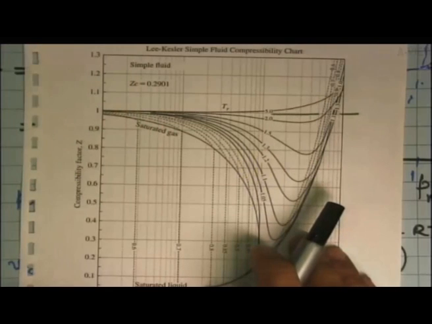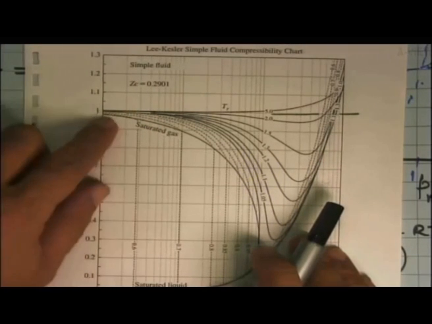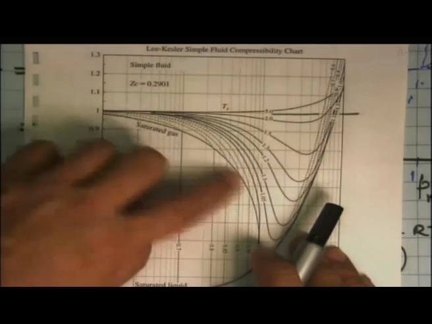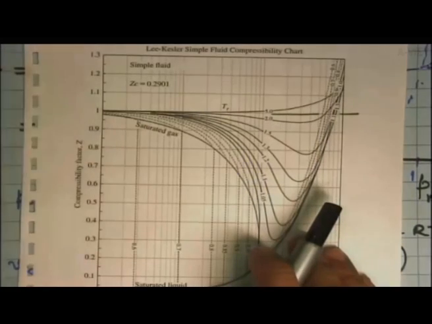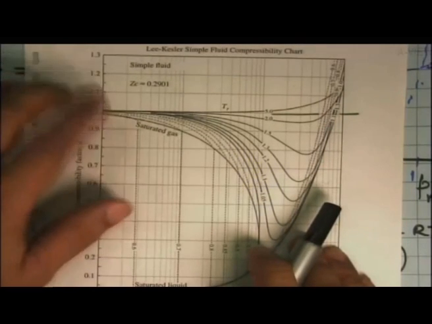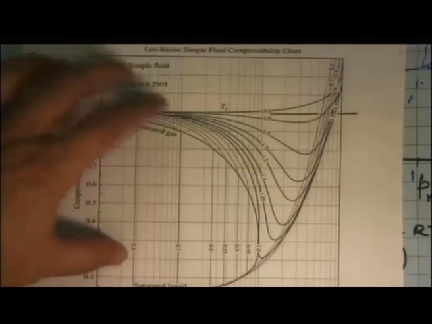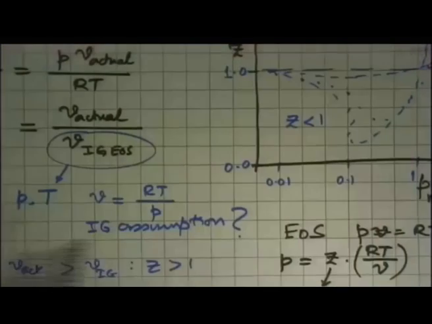But if you come further down, then this difference goes down, and at such low pressures, even the saturated vapor, which is what they call here saturated gas, can be reasonably approximated as an ideal gas. So at very low pressures, this would behave like an ideal gas, but not at higher pressures. Okay, so this is what this picture tells us in a pinch.